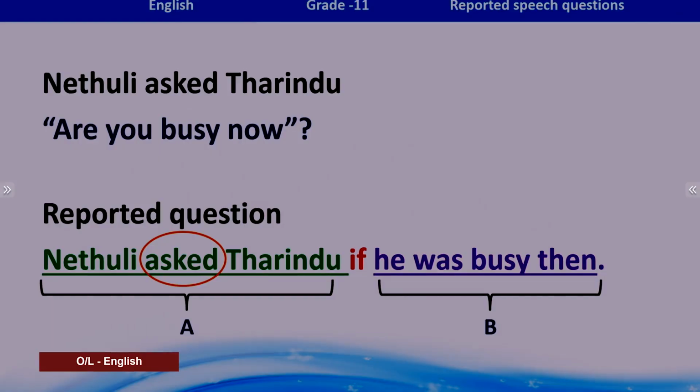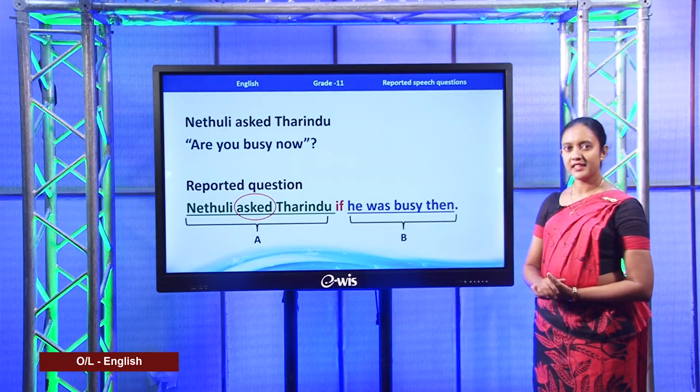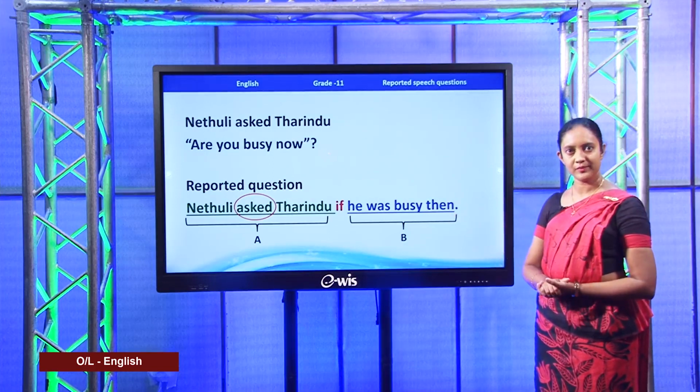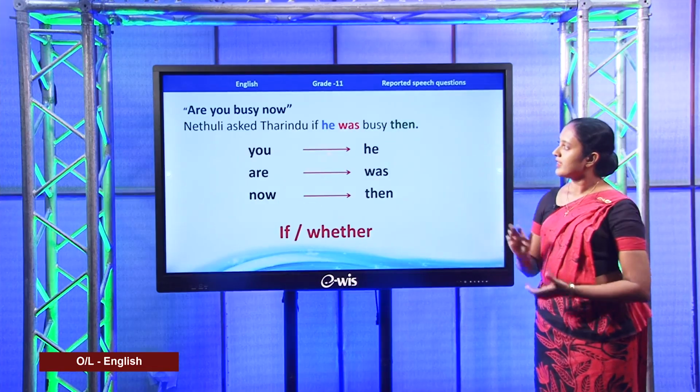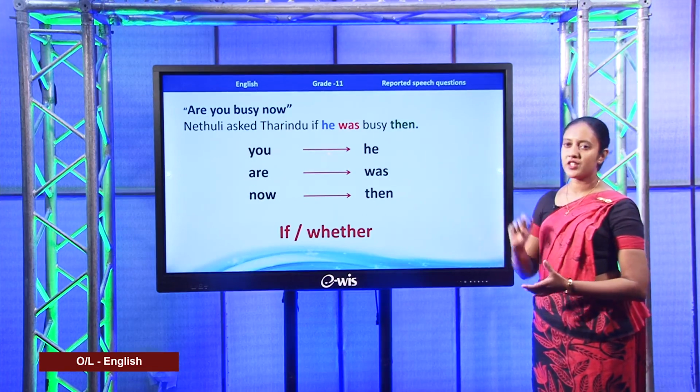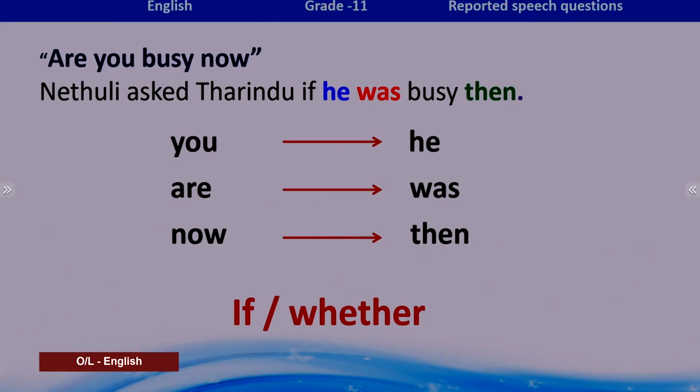Okay, let's move on to part B. Part B is he was busy then. So this is the question Nithuli asked Tarindu. Can you see the changes I have made in the reported question? Yes, I think you can identify some of the changes. Let's take the changes one by one. Now here you can see the direct question Nithuli asked Tarindu. Are you busy now? So the reported question is Nithuli asked Tarindu if he was busy then.